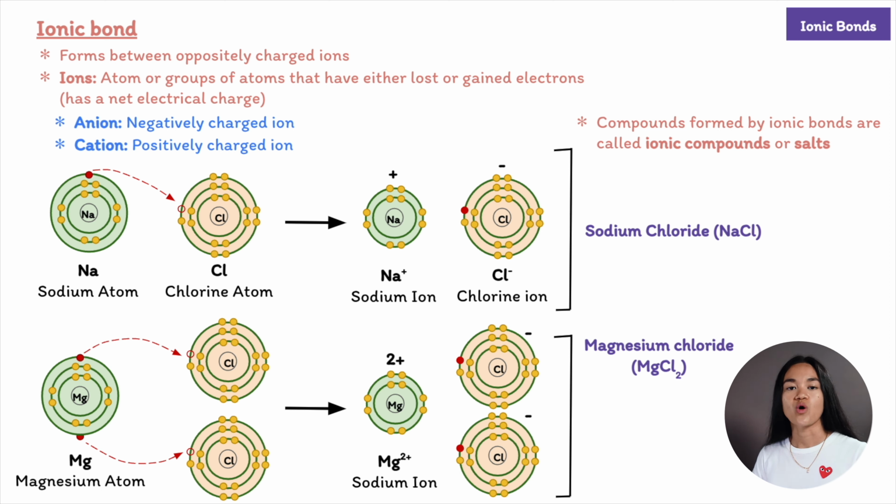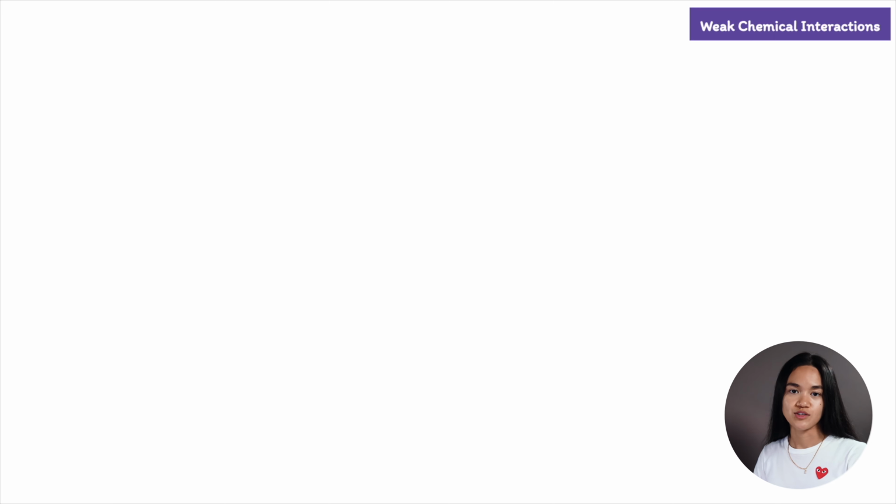Let's now discuss weak chemical interactions. There are several types of weak chemical interactions that are important in organisms. The benefit of weak interactions is the reversibility property. Two molecules can come together, influence each other, and separate. There are hydrogen bonds and van der Waals interactions. Let's talk about hydrogen bonds first.